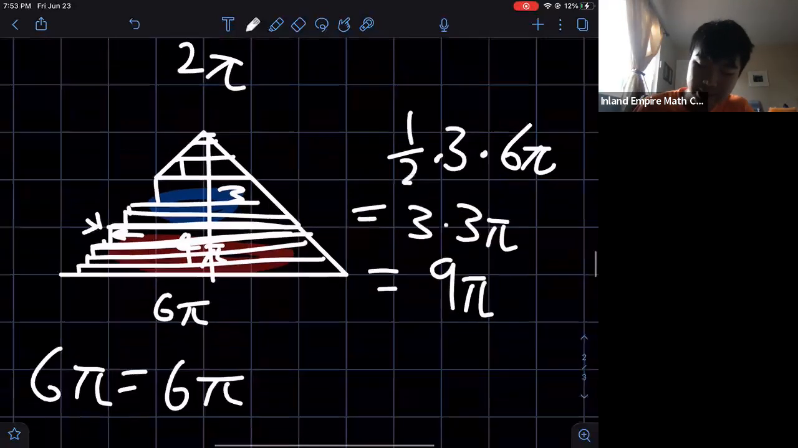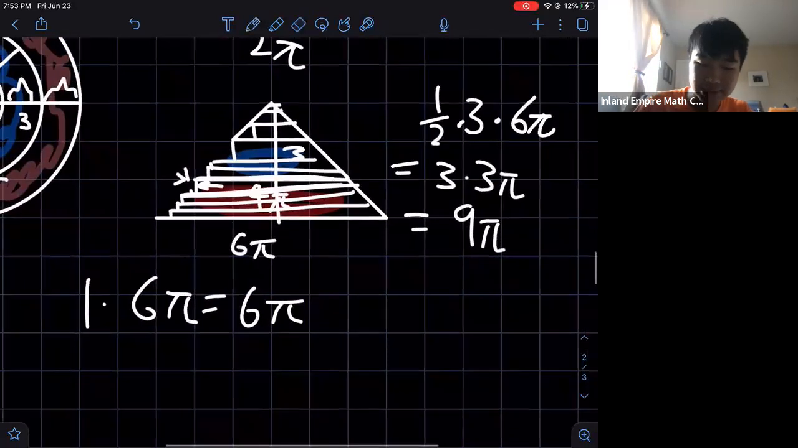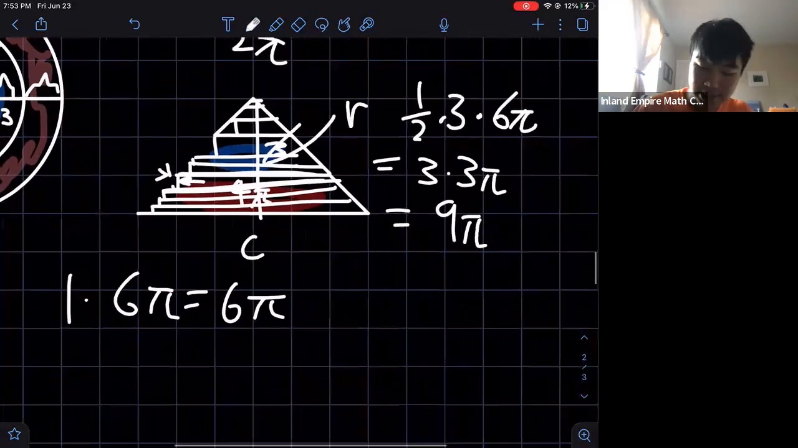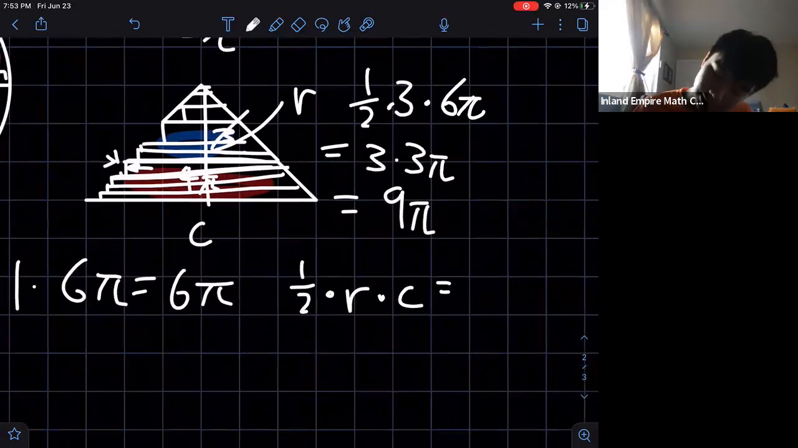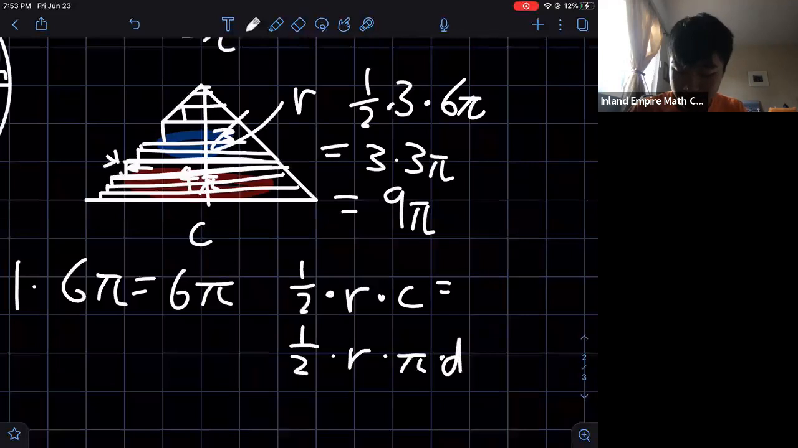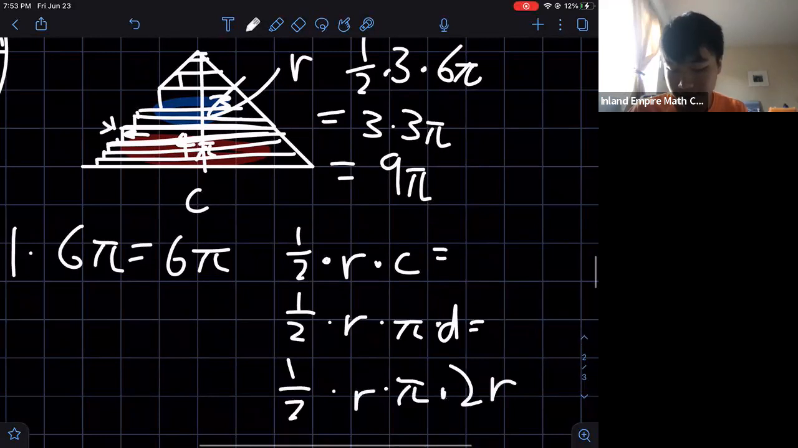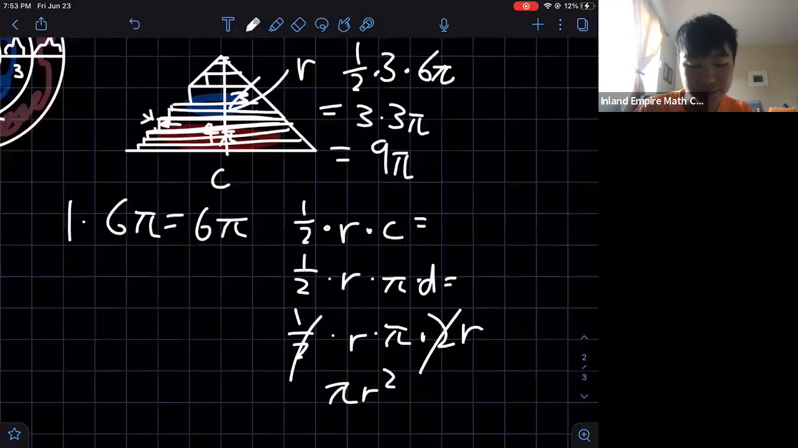And if we just use the area formula here, this is going to be the circumference, and the height is going to be the radius, which means that the area of the triangle is going to be 1/2 times the radius times the circumference. The circumference equals pi times the diameter, which is pi times 2 times the radius. These two cancel out, meaning that we get pi r squared, which is the area of the circle.